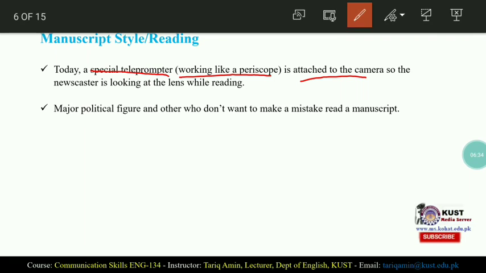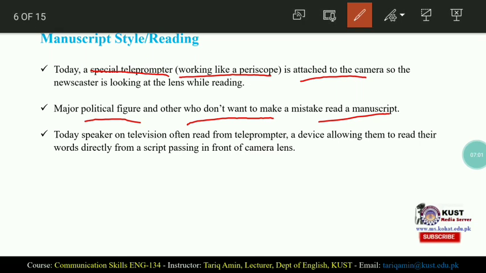Major political figures and others who don't want to make mistakes read a manuscript. Most of the time people use this very strategy, this style of oral presentation, when they don't want to make mistakes. They write a manuscript in advance and read from that so that they may not make mistakes.